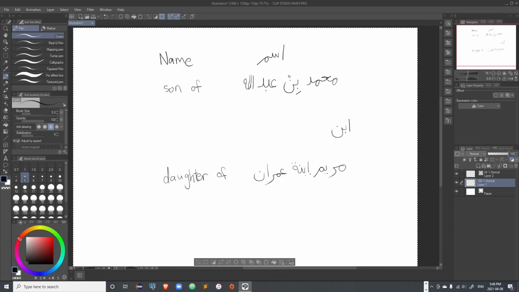Here, it is written as connecting hamza instead of cutting hamza. So I would say Maryam abnat, connected, fuse it. I do not say Maryama ibnat. No, I say Maryam abnat. Similarly, I say Muhammad ibn Abdullah. I fuse it. I do not create a distinction between the two words.